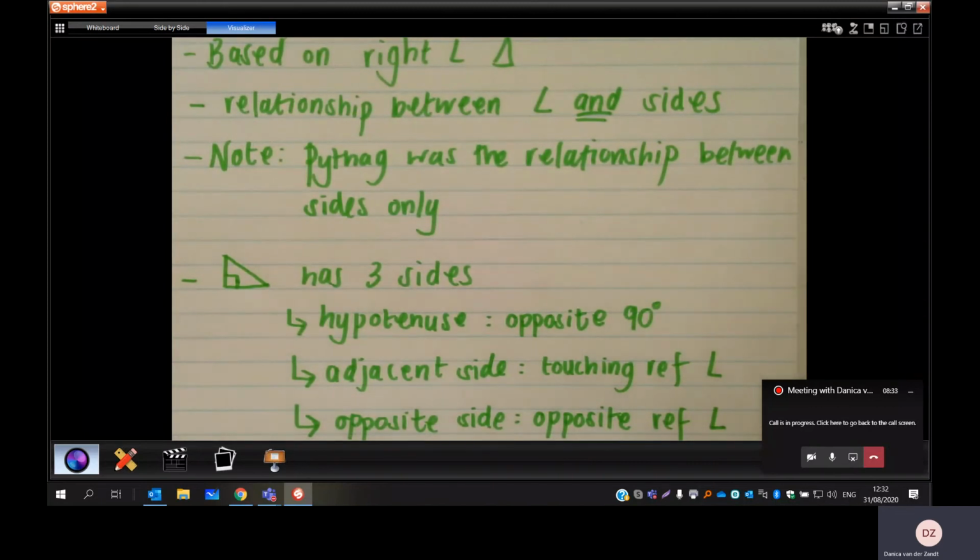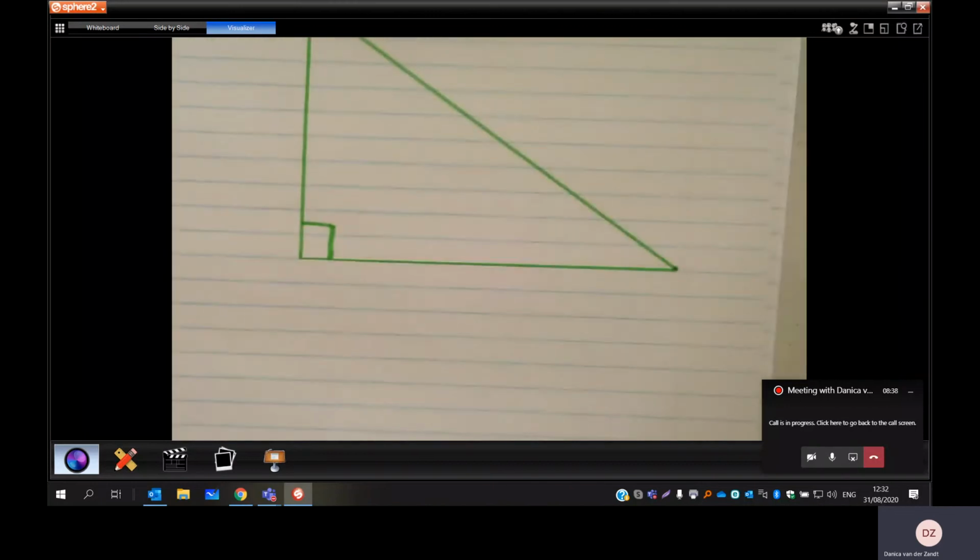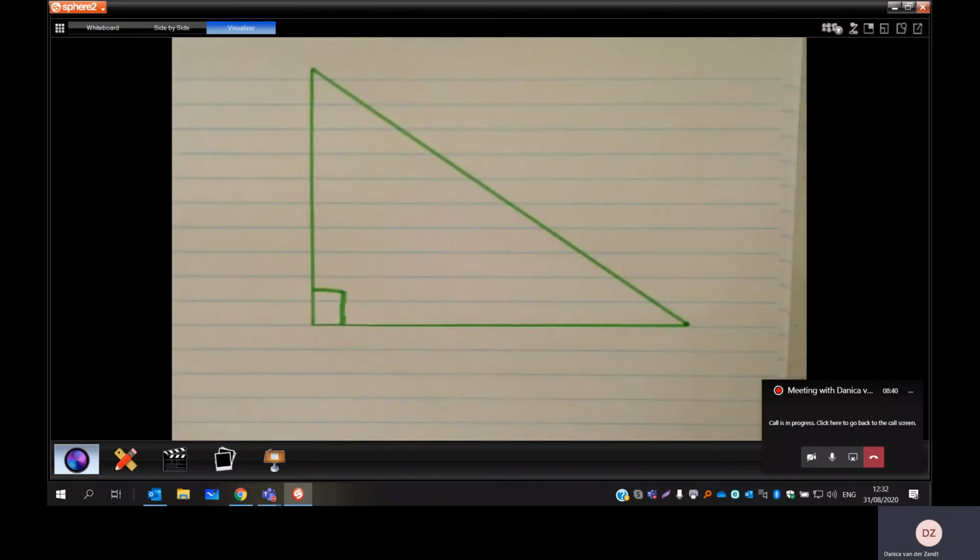Anyone so busy with the notes? Or we're all drawing triangles now? Okay, there, triangle. Just like that. Right angle triangle.